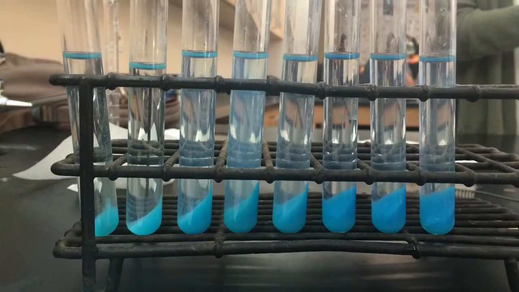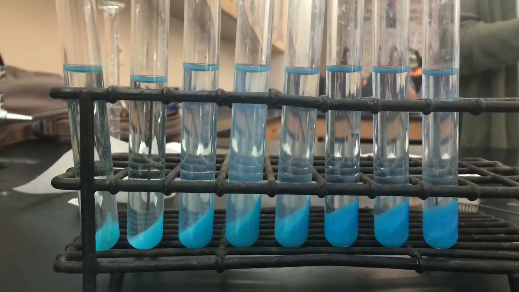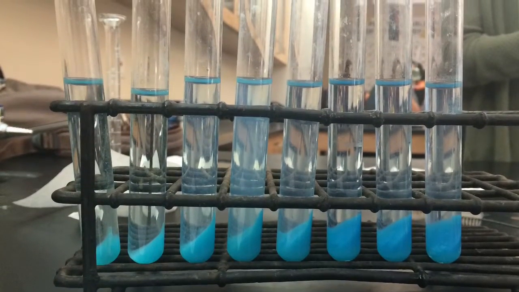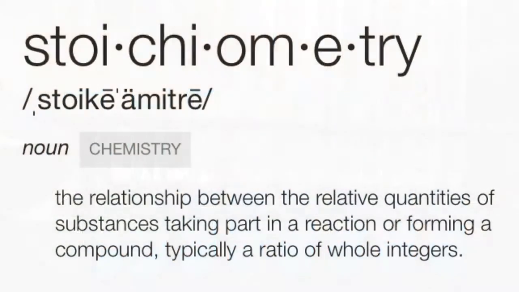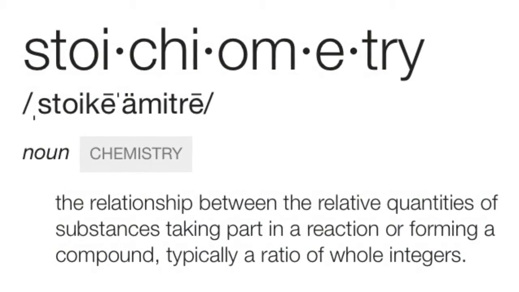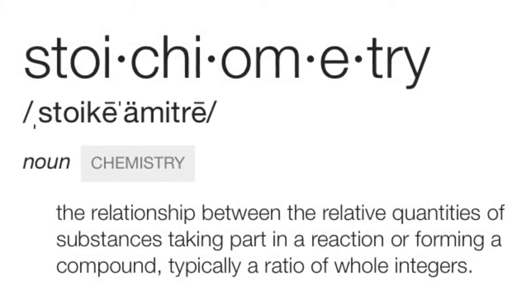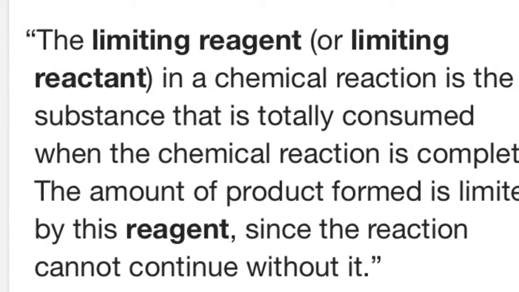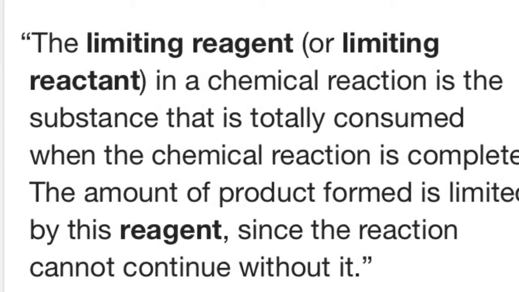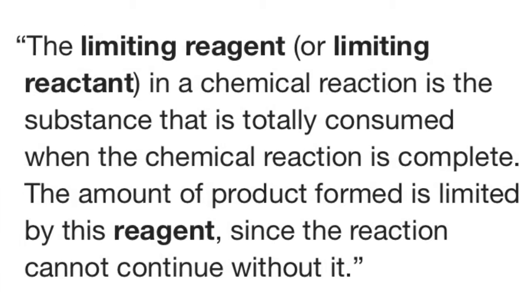The purpose of this lab is to determine the limiting reactant by comparing the amount of reactants used to the height of the precipitate created. We need to understand the basics of stoichiometry, which is the study of quantitative relationships between reactants and products, and the definition of a limiting reactant, which is the reactant that is consumed first.